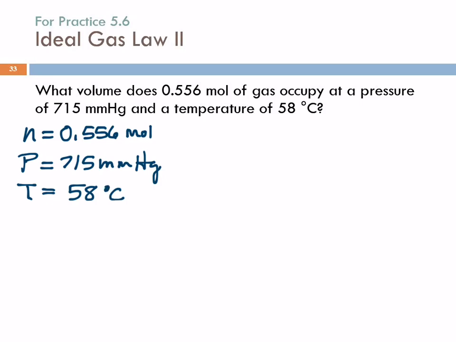When you see degrees Celsius in a gas problem, a red flag should go up, a bell should go off, something should happen, and you should say, oh, I need to convert that to Kelvin. Let's do that right now. Plus 273.15, that's 331.15. And the uncertainty is in the ones place there.